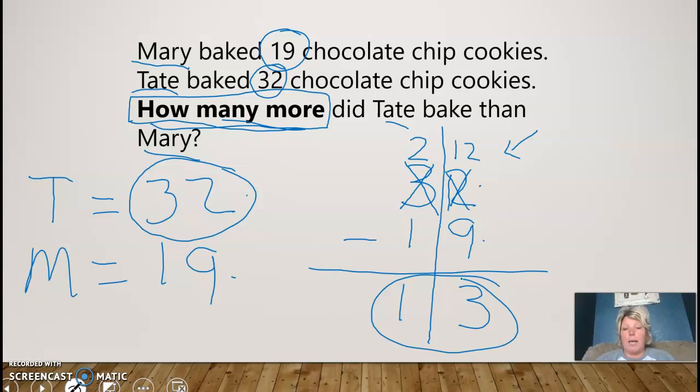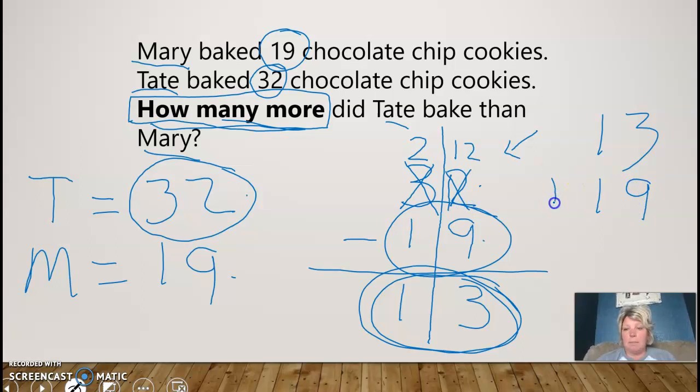A way I can go back and check my answer is to work backwards and do the opposite. I could take 13 plus the 19. And it should equal what, do you think? It should equal Tate's 32. So let's look. 3 plus 9 is 12. Carry the 1 up. 1 plus 1 plus 1 is 3. That's how I can go back and check my work.